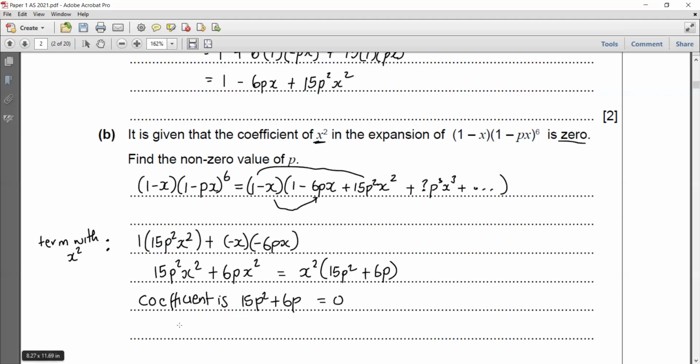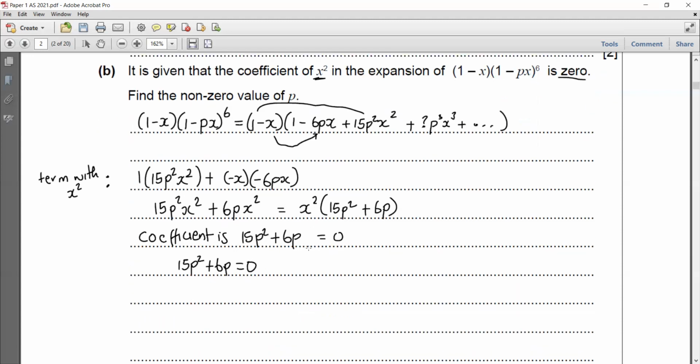So we have 15p squared plus 6p. This is equal to 0. Then now we solve for p. So we can see here that 3 is a common factor and p is a common factor. So we take 3p out. So 15p squared divided by 3p, this is 5p. And then 6p divided by 3p, this is 2.